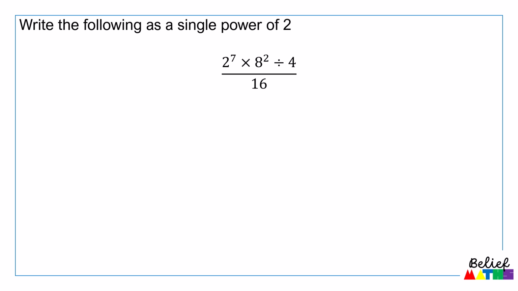Now our final question on indices asks us to write the following as a single power of 2. Now we can see here that there's a 2 to the 7, there's an 8 squared, there's a 4, and there's a 16. Now in these cases we need to change the bases.